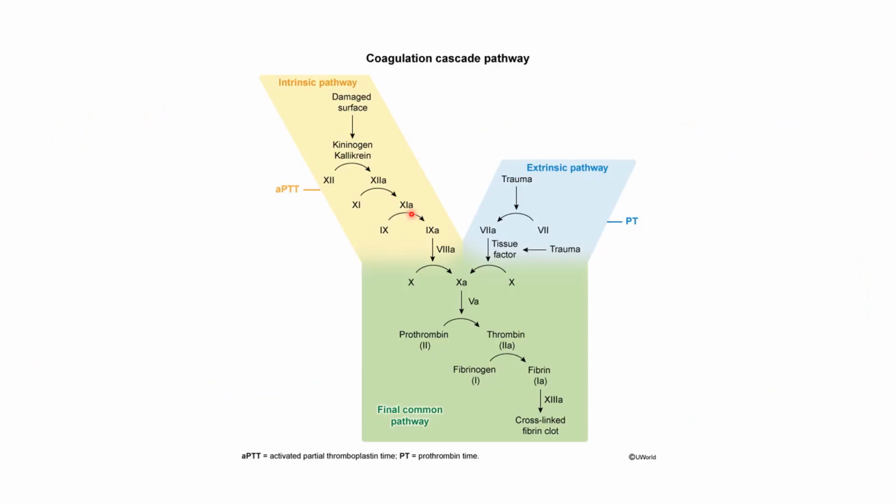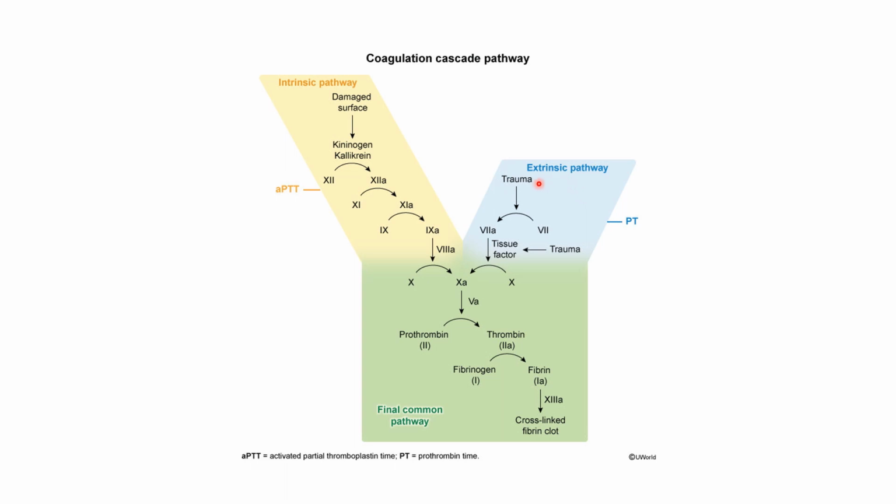This is the coagulation cascade. It's a lot, but it's relatively simple. There's an intrinsic pathway, there's an extrinsic pathway, and there's a final common pathway. And this is how we end up with a cross-linked fibrin clot over the wound. The intrinsic pathway, damaged surface, is what starts it, and then the extrinsic pathway is trauma.